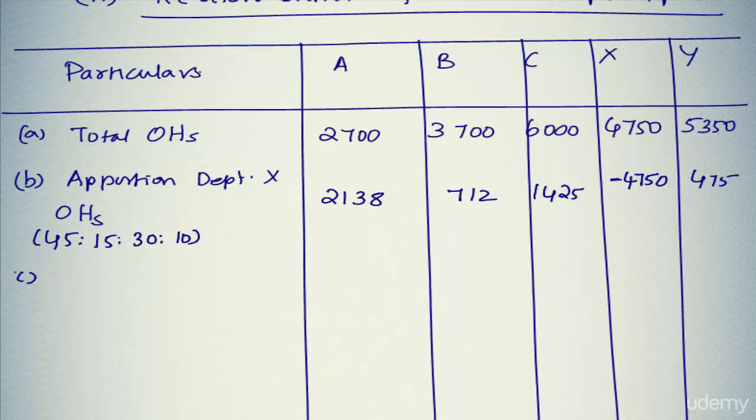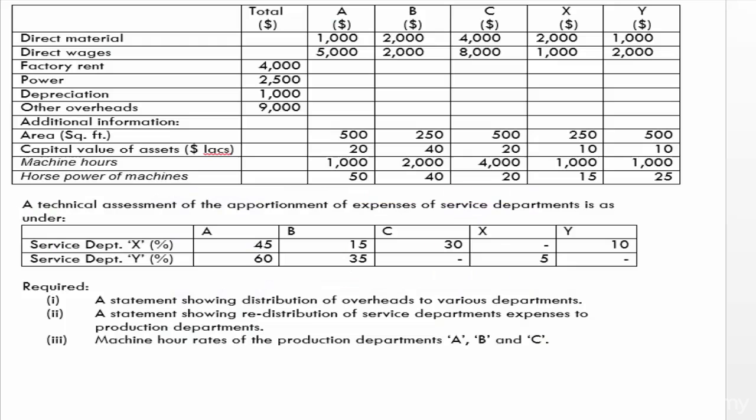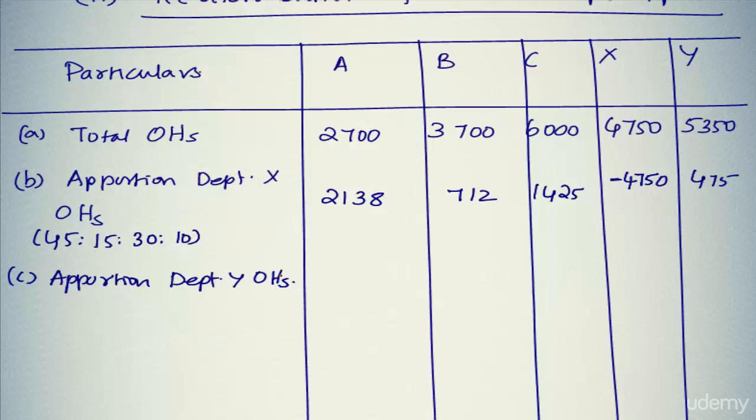So I'll write here, apportion department Y overheads. How will we apportion department Y overheads? You have it here. Department Y renders its service 60% to department A, 35% to department B and 5% to department X. It does not render any service to department C, so we have to keep that in mind. So the ratio is going to be 60:35:5. What we have to keep in mind is this is A, B and X.